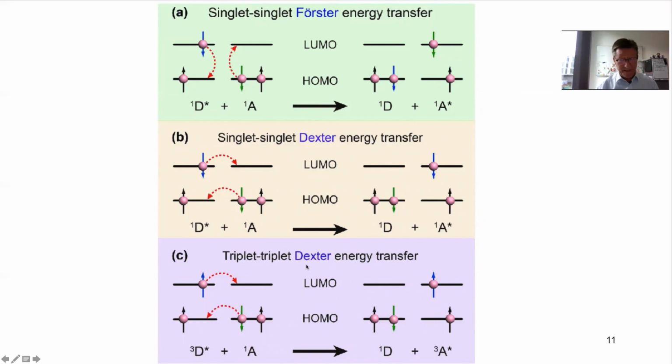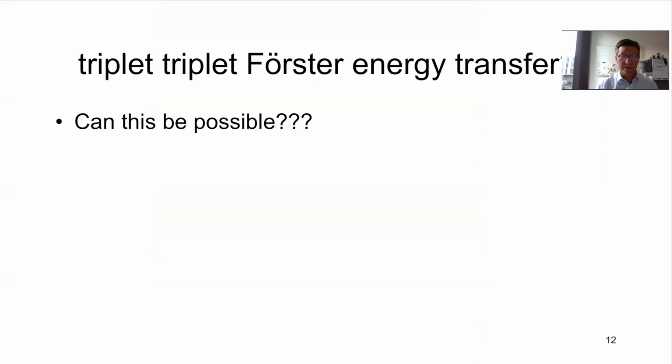We can also apply the Dexter mechanism to the triplets. Here we start with a triplet excited state. We have the transfer of the electrons, and we end up with a triplet excited state on the acceptor. So this is triplet energy transfer through a Dexter mechanism. So this is how we can visualize it.